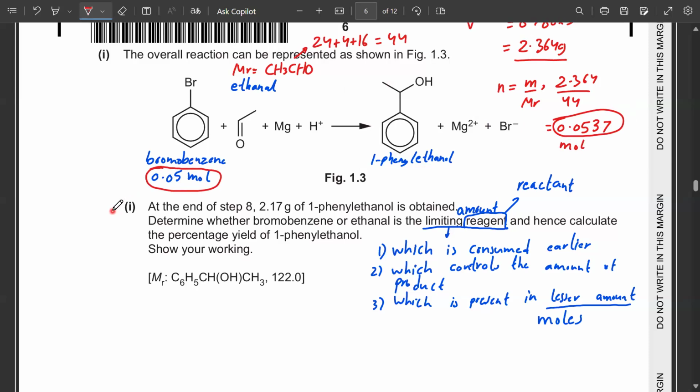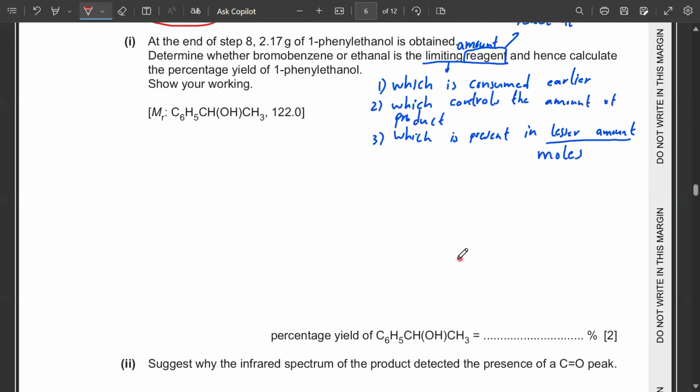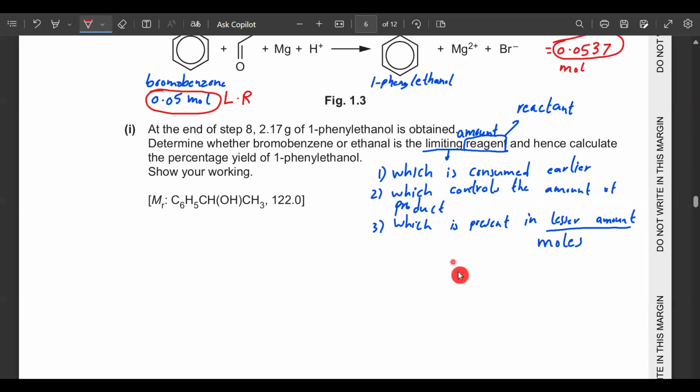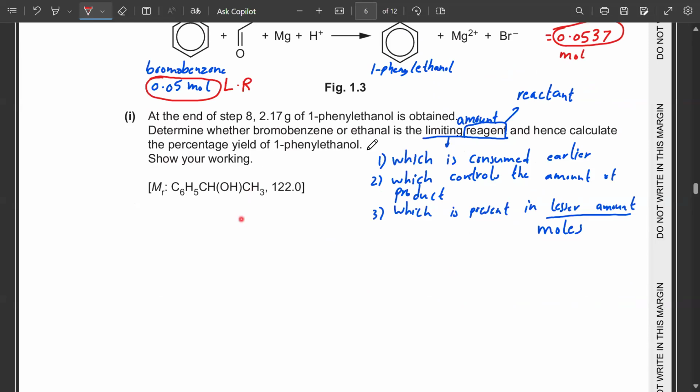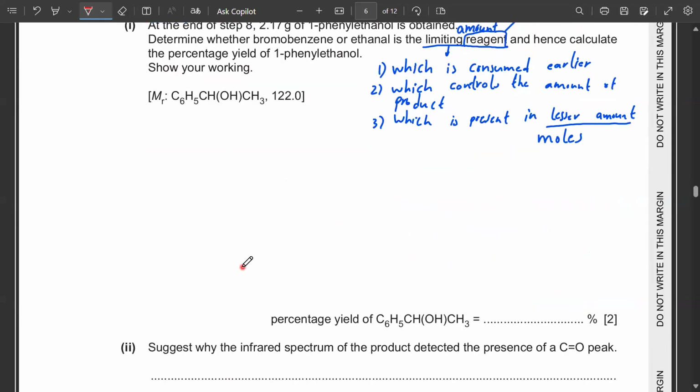The bromobenzene will become the limiting reagent. So this is what we have found from here. They ask you to determine which one is the limiting reagent, so we would say that the limiting reagent is the bromobenzene. And after that, your calculation will be credited here. Like the calculations I have done for the ethanol, these will be credited in this part.